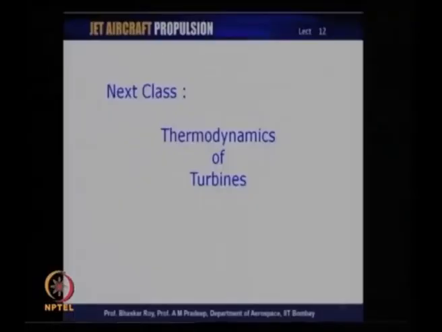In the next class, what we will be doing is the thermodynamics of turbines. We will refer to similar thermodynamic analysis in thermodynamic diagrams, and see whether we can learn something from fundamental thermodynamic understanding and make the turbine do work in a more efficient manner, to conform to our ideal cycles that we have studied over the last few lectures. So, in the next class we will look at turbines.